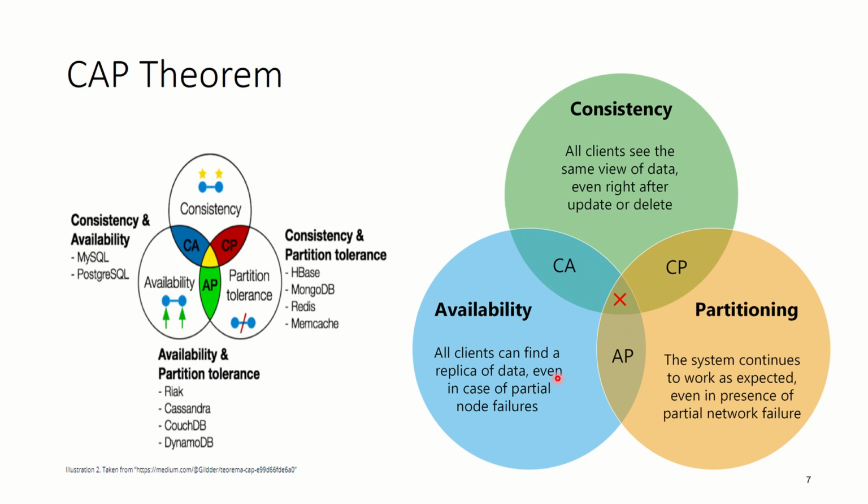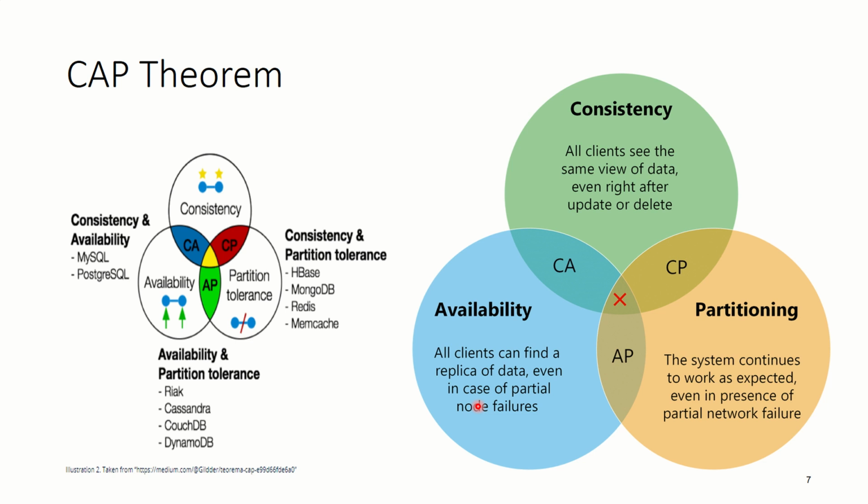Then comes availability. Availability means that all clients can find a replica of the data even in case of partial node failures. The systems, the machines that are part of your network, are the nodes. So if any node failure occurs, there will be some availability options.